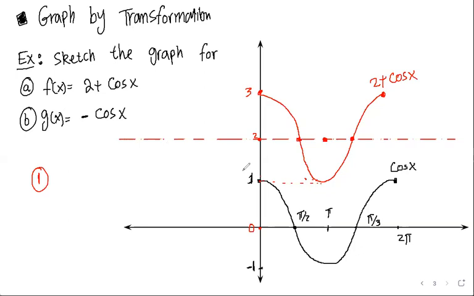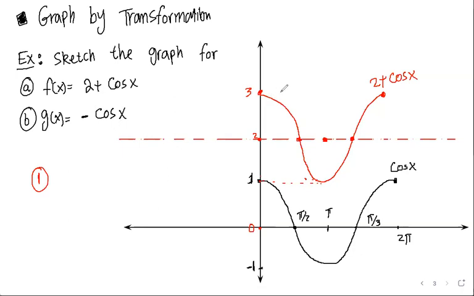For the second one, who will do the second one? g of x minus g of x. Who will give me the idea how to do the second one? Minus cosine x. Do we flip it? We flip it around which axis? The x-axis. So it's not flip, it's like reflect. So we reflect the cosine function around the x-axis.